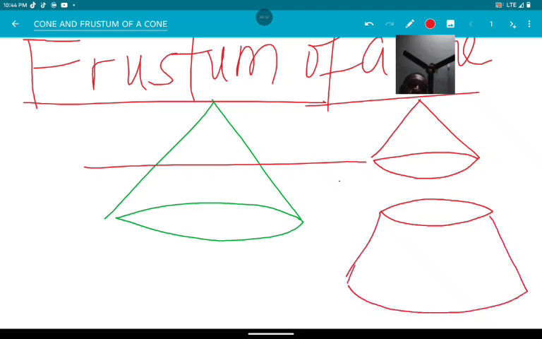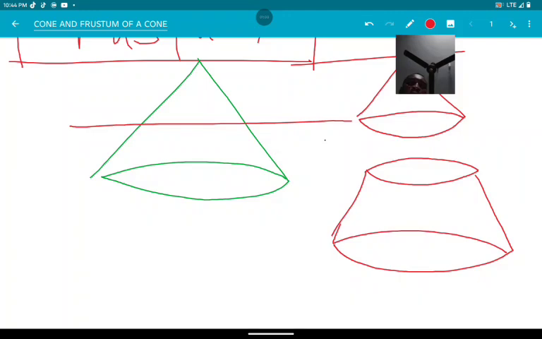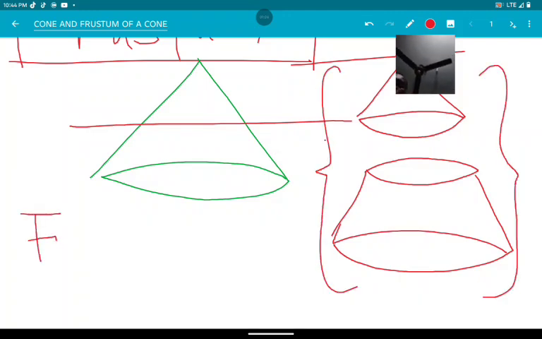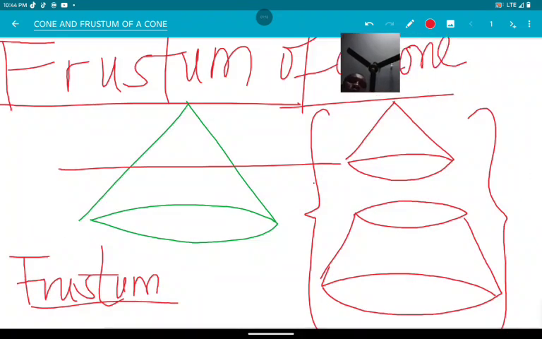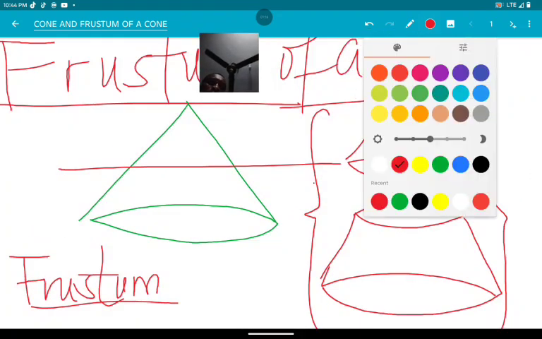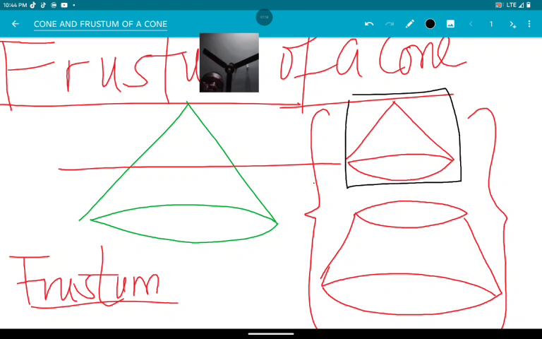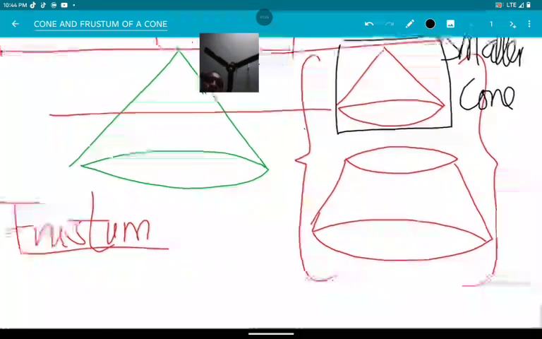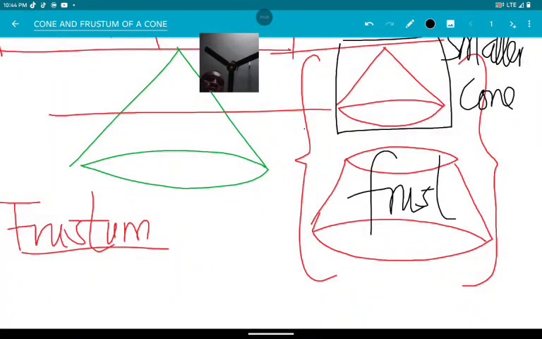Can you see? Do you know what this shape left here is called? It is called the frustum. The one up here is called the smaller cone, while this one here is called the frustum. So it is this frustum that we want to work on now.